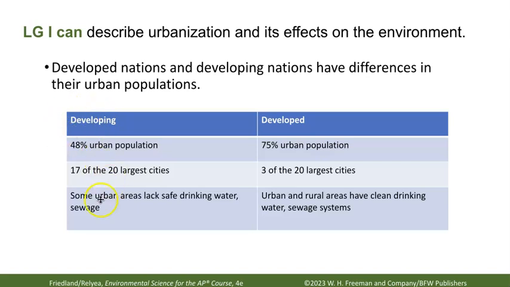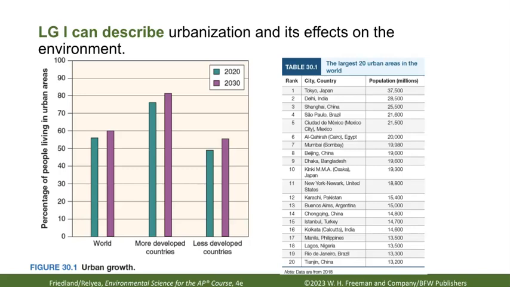Now, in developing countries, because of all the people living there and all the sewage and all that stuff, you end up with more problems with safe drinking water and with sewage, which our developed cities do not have. So Los Angeles and New York and Chicago and Tokyo and London all have clean drinking water systems, all have sewage systems that work.